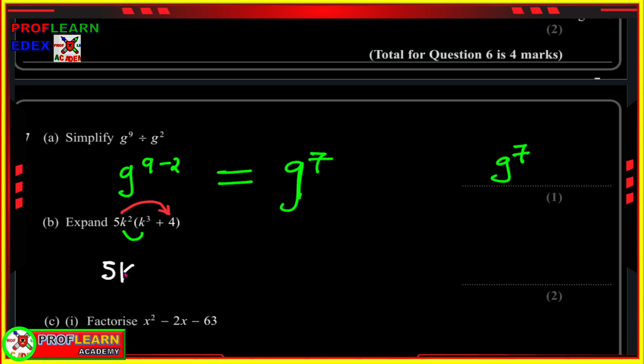5k raised to power what? K power 5 plus 20k squared. So this is going to be 5k power 5 plus 20k squared.